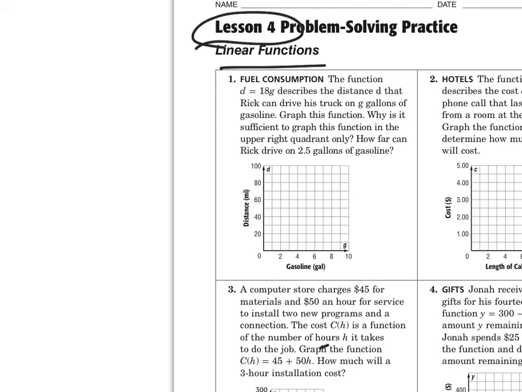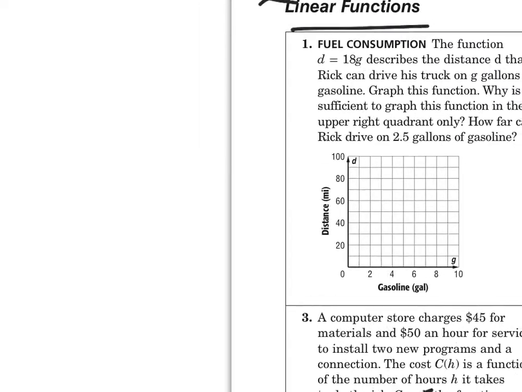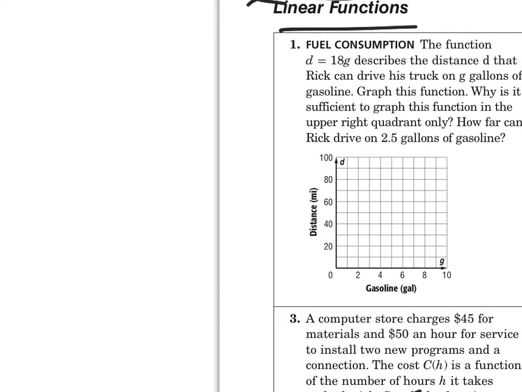Why is it sufficient to graph this function in the upper right quadrant only? And how far can Rick drive on 2.5 gallons of gasoline? Okay, so to graph the function, we're going to do this step by step. There are 3 questions here: graphing the function, answering why we only use the upper right quadrant, and answering how far we can go on 2.5 gallons of gas. The first thing we're going to answer is the actual graph itself and the making of the input-output table, because that's the main purpose of this section of the book.